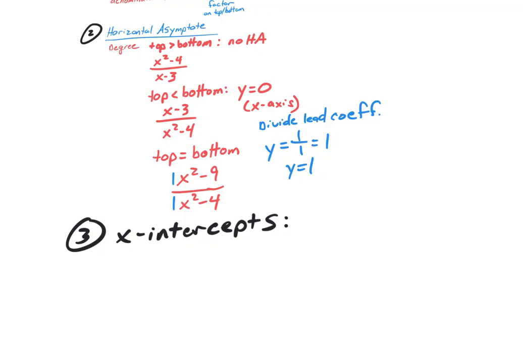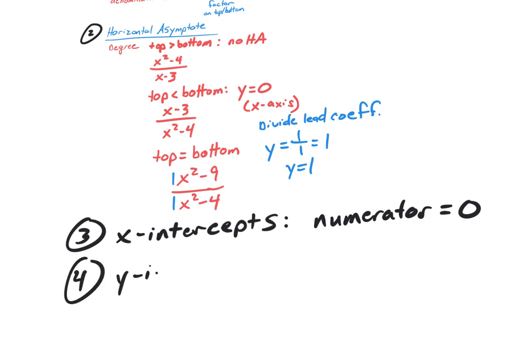And in order to do this, we're going to set the numerator equal to 0. The numerator is the top of your fraction. So whatever polynomial I have on top, we're going to set that equal to 0, and that'll tell us where it crosses the x-axis. And then we're going to find some y-intercepts.